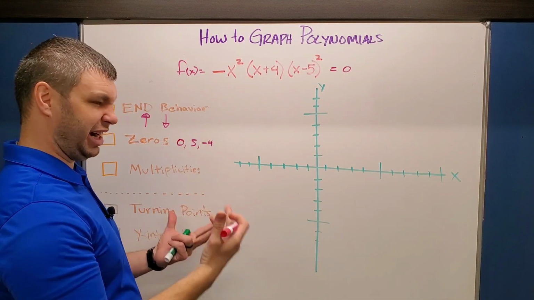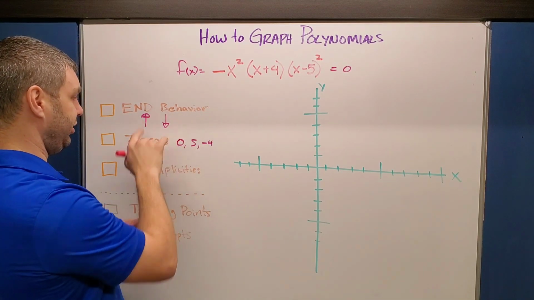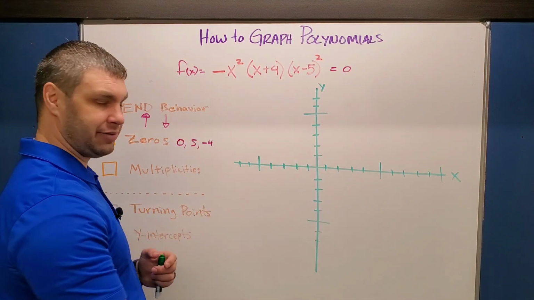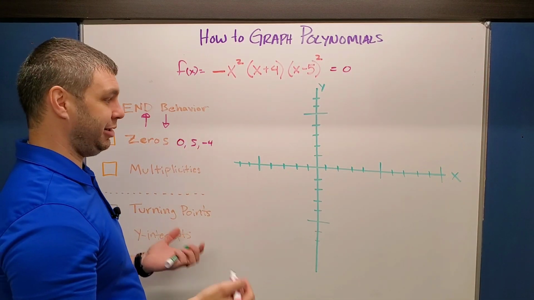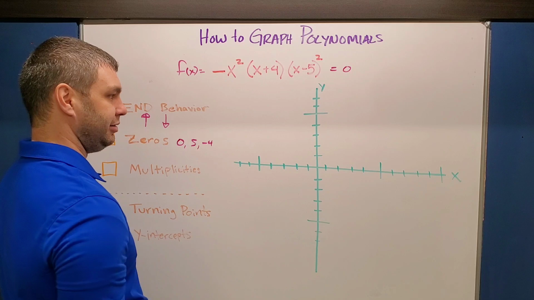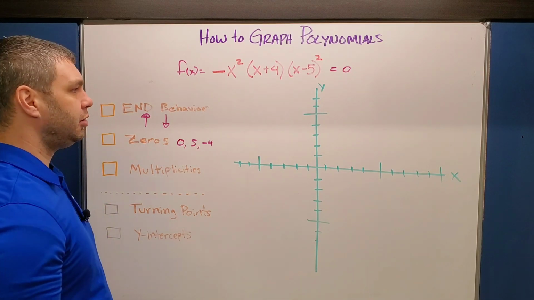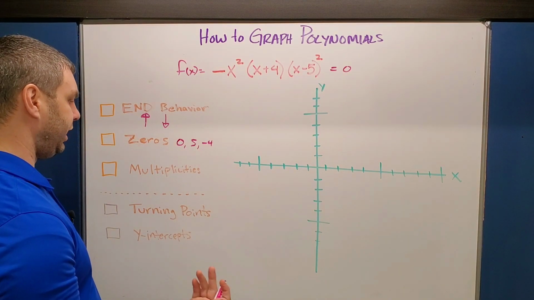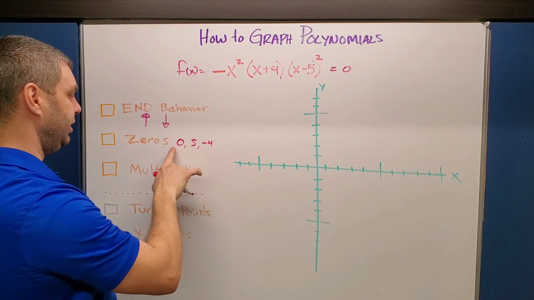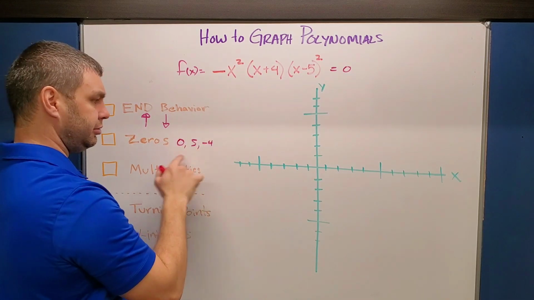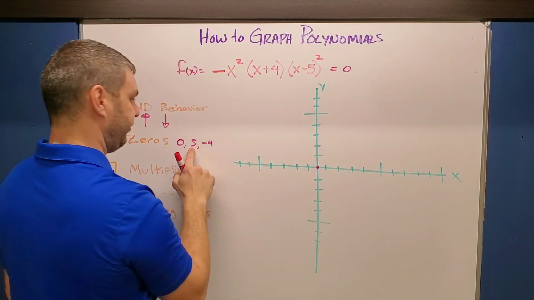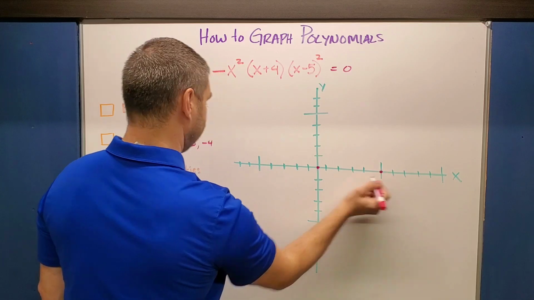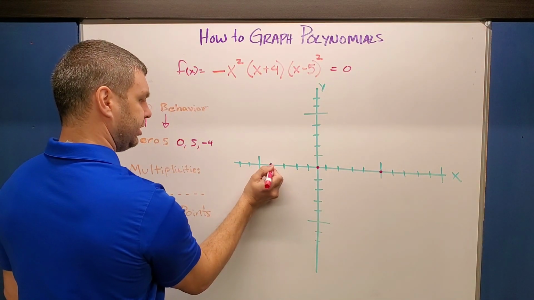All right, and we have to know how it's going to affect this along with the end behavior before we actually graph it. And then in our next video, we're also going to talk about where it hits the y-intercept. Okay, so with all this said, let's go ahead and plot these on here. We have a 0 of 0, of 5, and of -4, like this.